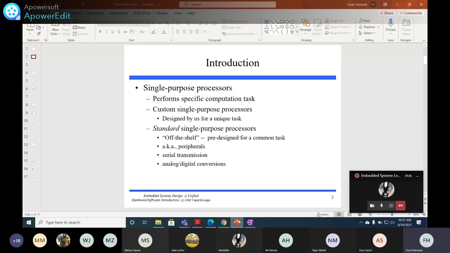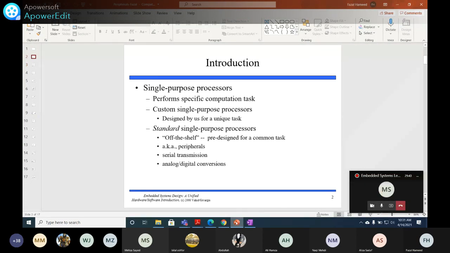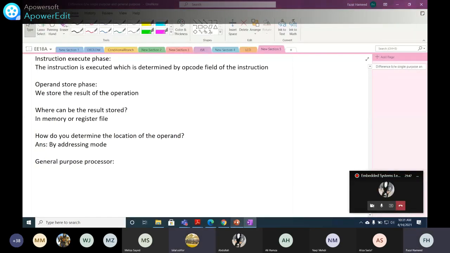So what's the difference between a single-purpose processor and a general-purpose processor? Sir, a single purpose processor performs specific tasks, while a general purpose processor performs general tasks. Yes. What are examples of general-purpose tasks? Add, multiply, subtraction. Yes.